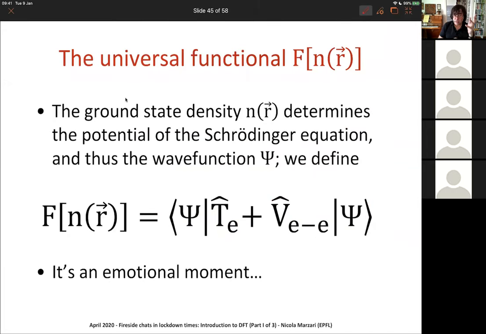Now, the second theorem. To do that, what Walter Kohn and Pierre Hohenberg do is that they define a functional. And this is the functional of the density, of density functional theory. It's a universal functional because it depends only on the charge density. You give it the charge density, it gives you this number. How do they define this? It's defined like this, as it's written.